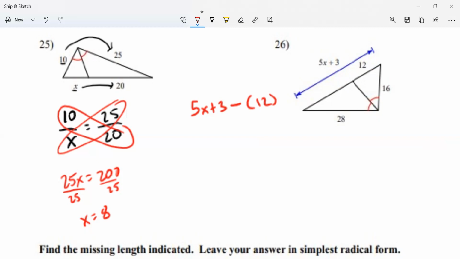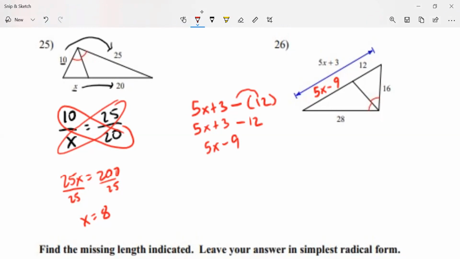So I can simplify this even more. That's 5x plus 3. When I distribute the negative, that gives me negative 12, or minus 12. If there's a plus or minus in between, you've got to distribute the negative to all the terms inside the parentheses. I can simplify this even more. I can call this 5x minus 9, right? Positive 3 minus 12 is a negative 9. So I'm going to say this small side, right here, is 5x minus 9.